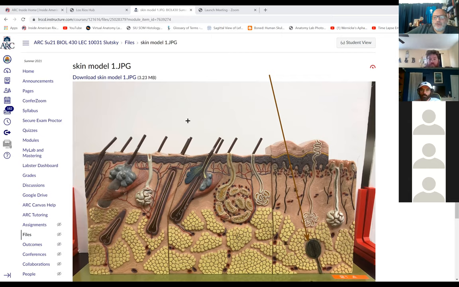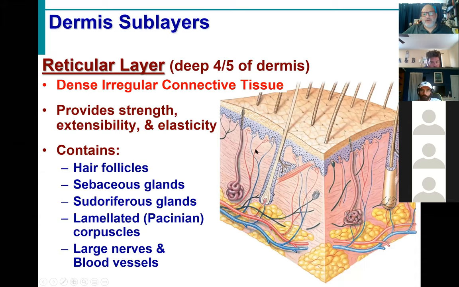Again, I'm not going to make you know the tactile corpuscle or the Pacinian corpuscle histologically, but they are things that you need to be able to recognize on a model and a chart. Know where they're found, know what they do. All right. And then of course, if we're gonna have the small capillaries, this is also where your large blood vessels and large nerves are located as well. Questions on that?